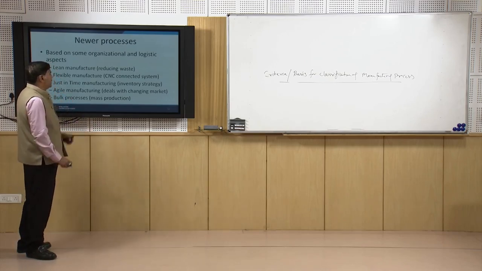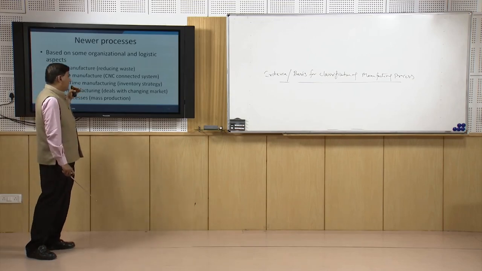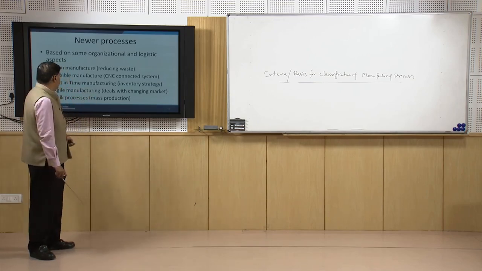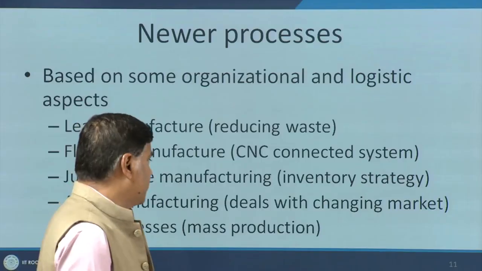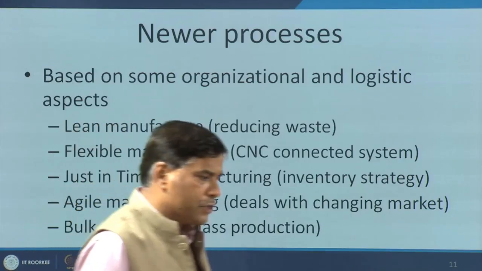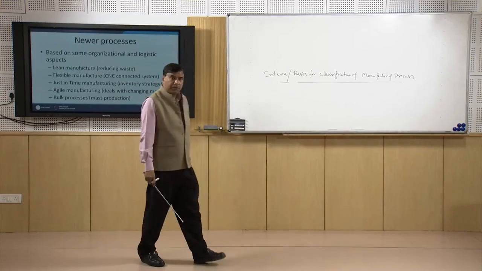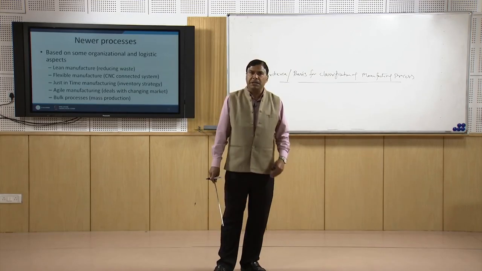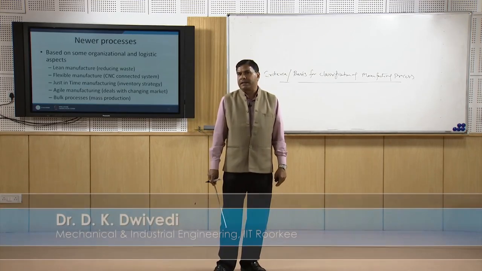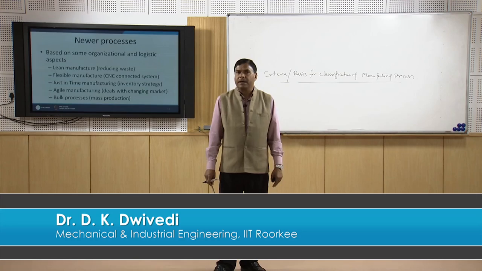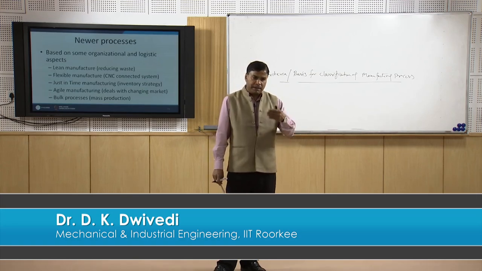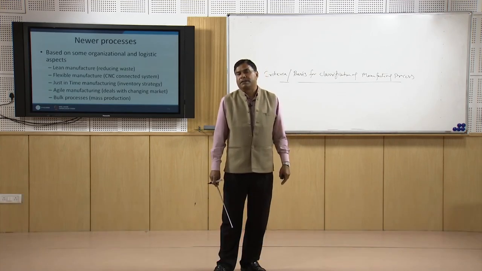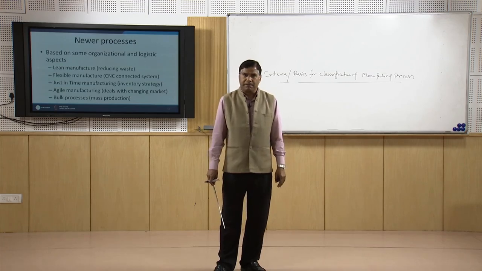Agile manufacturing deals with the fast changing demands of the market, and bulk manufacturing is about mass production. So, here I will now conclude this presentation. In this presentation, I have talked first about the need of understanding the classification of manufacturing processes, and thereafter the different technical factors on the basis of which manufacturing processes can be classified.